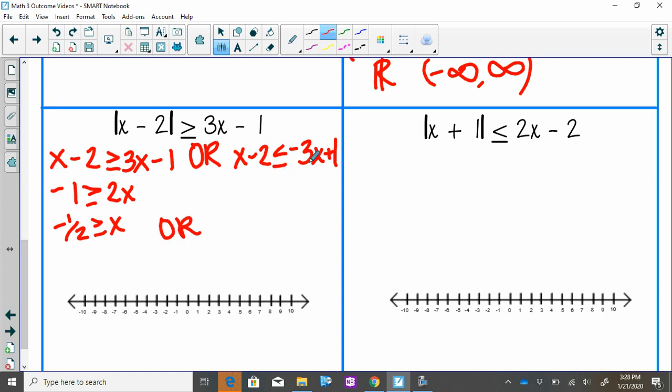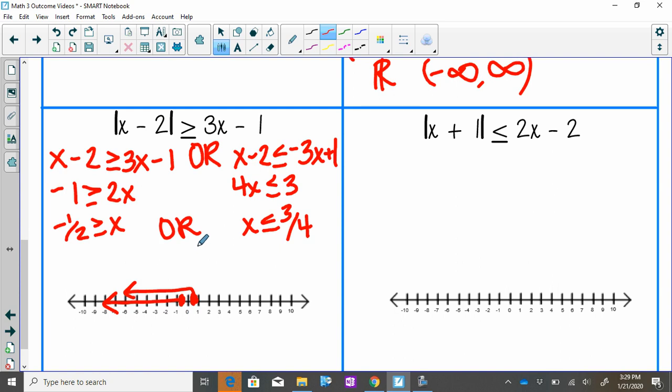Or on this other one, I'm going to add 3x, so I get 4x, and I'm going to add 2 to get 3. To get x is less than or equal to 3/4. So I need x to be less than or equal to negative 1/2. That is going to be right here, pointing out this way, or less than or equal to 3/4, which is right about here, pointing this way. So again, that ends up kind of being different.